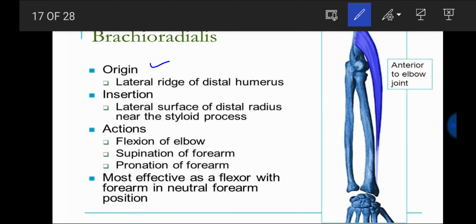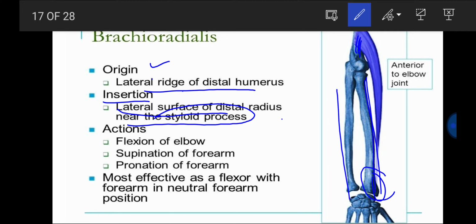Brachioradialis. Origin: lateral ridge of the distal humerus. Insertion: lateral surface of the distal radius near the styloid process. When we study radius and ulna, there is a styloid process, and the muscle brachioradialis inserts there. Action: flexion of the elbow, supination and pronation of the forearm.